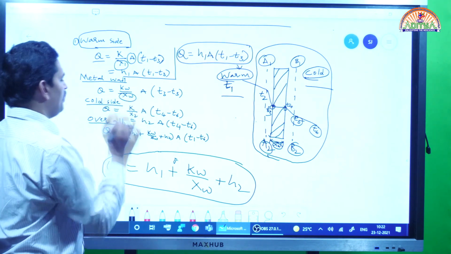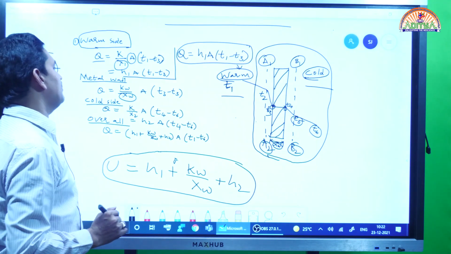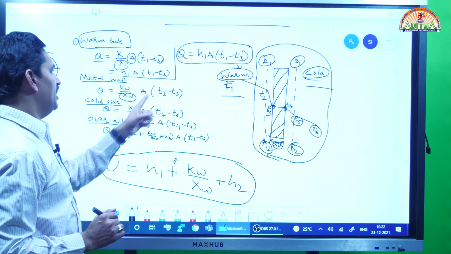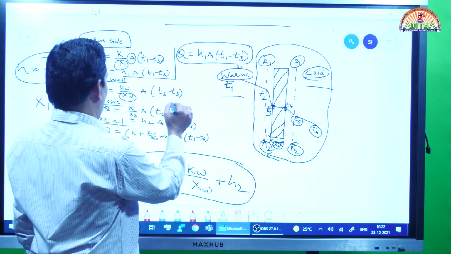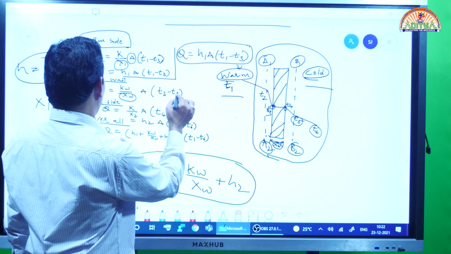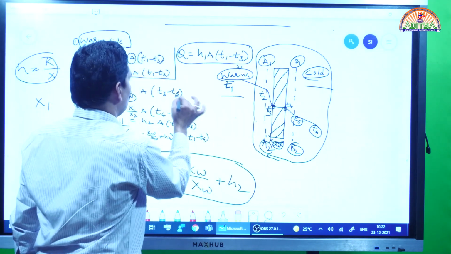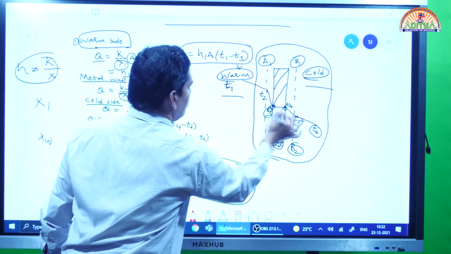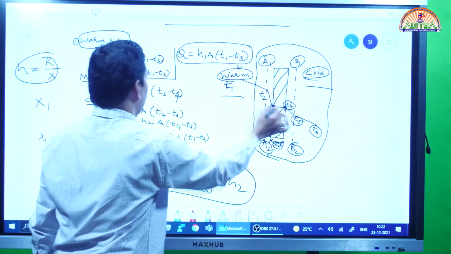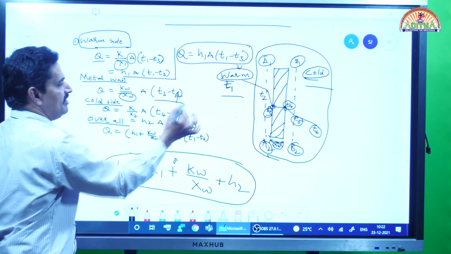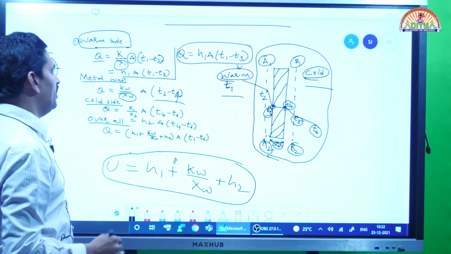So, Q is equal to kw by xw into A into T3 minus T4, the temperature gradient. Why? Because T3 is more than T4, that's why we write the equation in such a way. So, T3 minus T4.